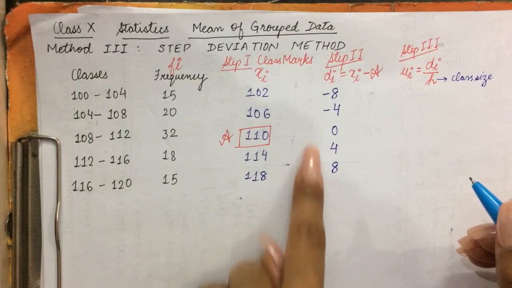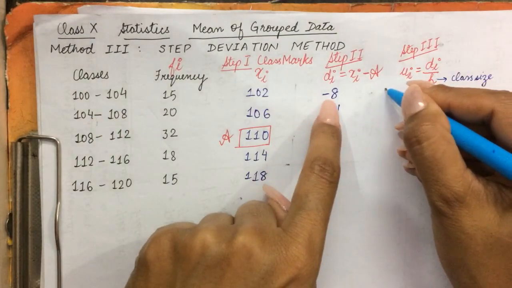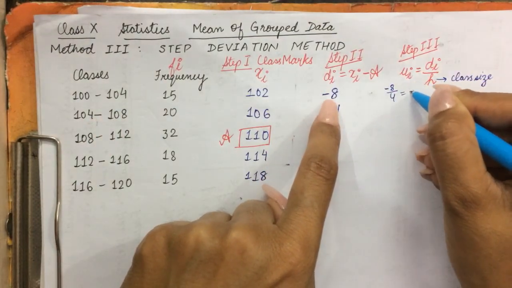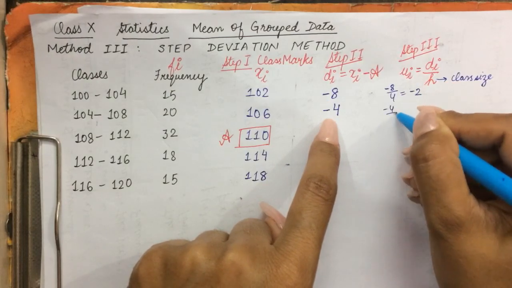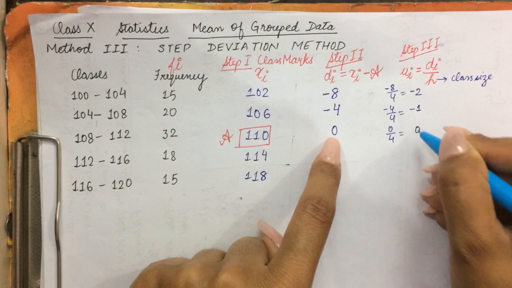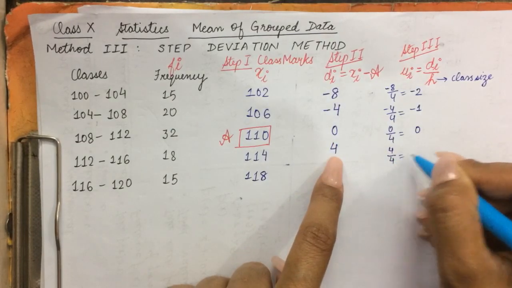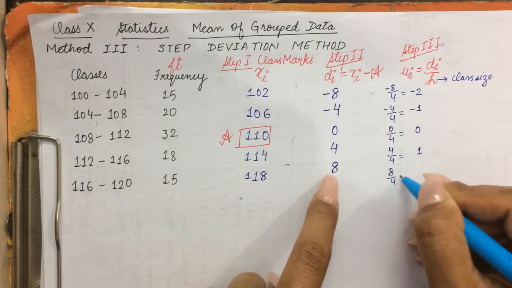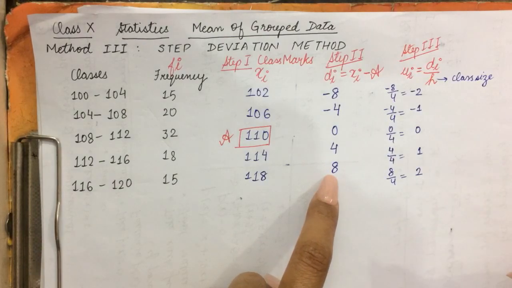So let us divide all of these values by 4. Minus 8 divided by 4 gives me minus 2. Minus 4 divided by 4 is minus 1. 0 divided by 4 is 0. 4 divided by 4 is 1. 8 divided by 4 is 2.